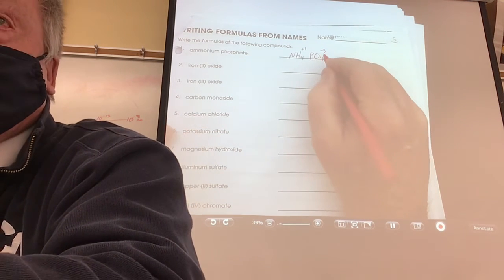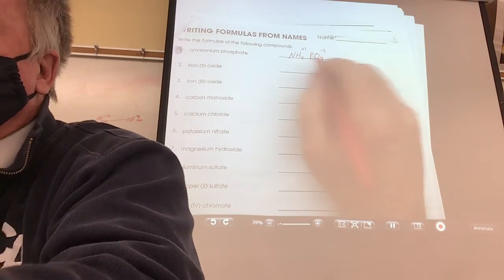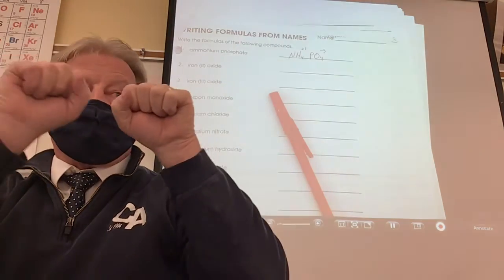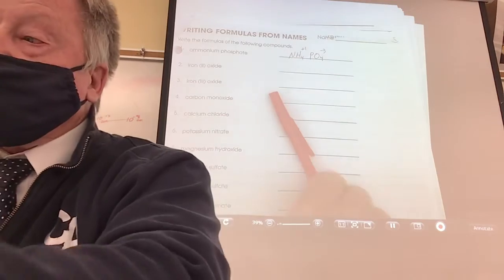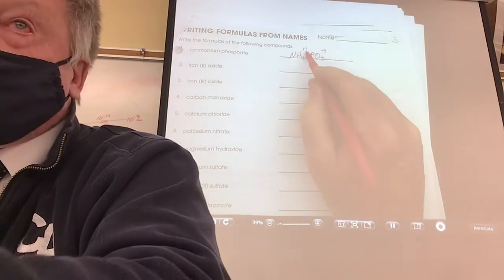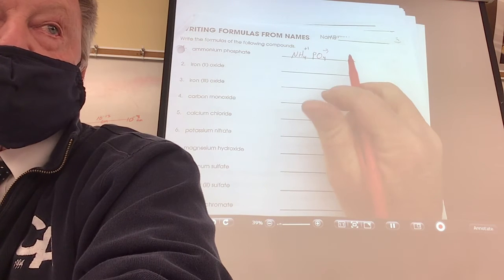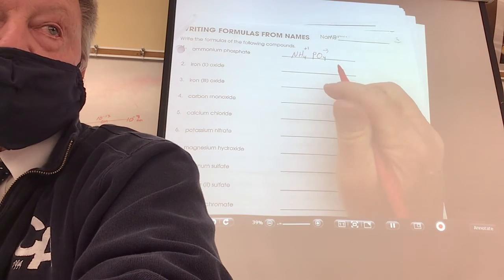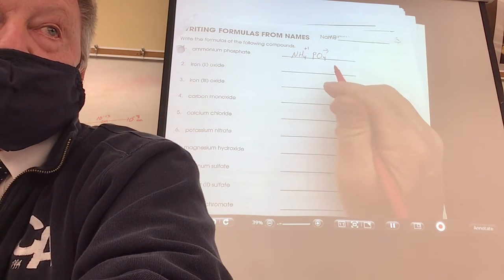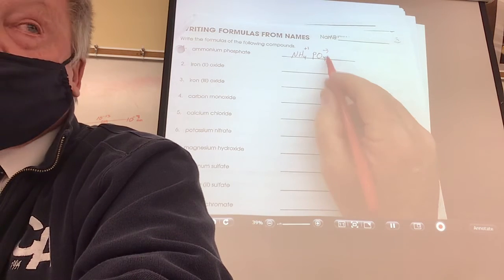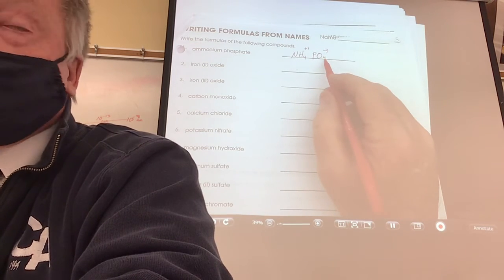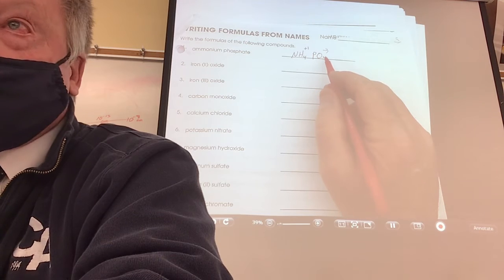Okay, now, here's where you have to be careful, okay? Here's ammonium, and here's phosphate. But phosphate's charge is -3, and you're only +1. That's not going to work out. Do I need more ammoniums, or do I need more phosphates? More phosphate. I mean, no, more ammonium. So how many total ammoniums would you like to have?